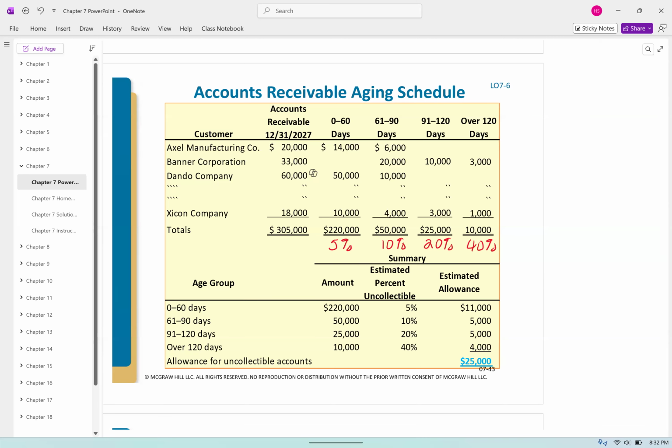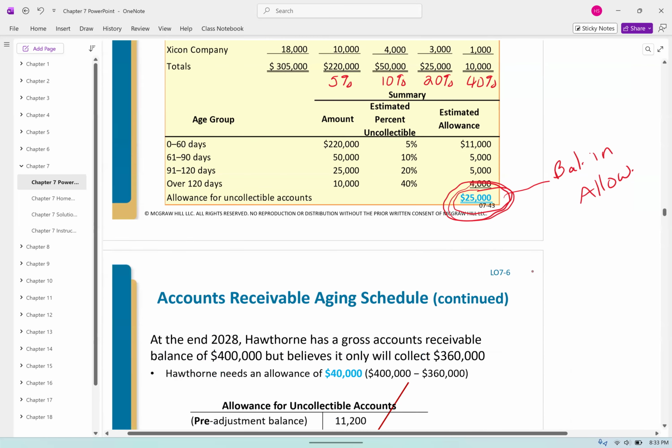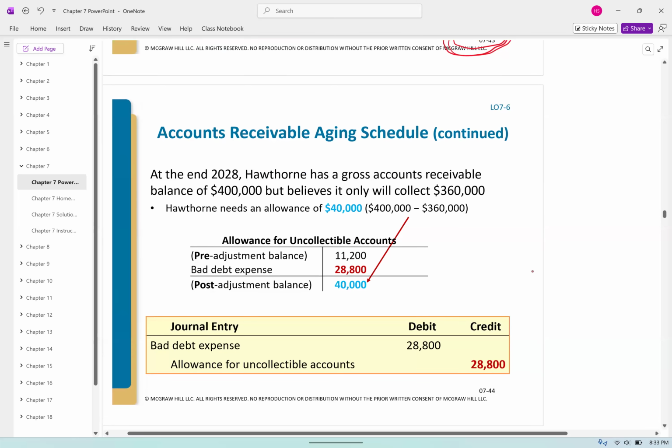Okay. So they went through, multiplied each one of those sections by the total, and we totaled it up to be the 25,000. When we're doing an aging, a balance sheet method, this is not the bad debt expense. This is what the balance in the allowance account should be. Then we're going to back into the bad debt expense. Okay. So let's jump over here. We're almost done with this learning objective and this video.